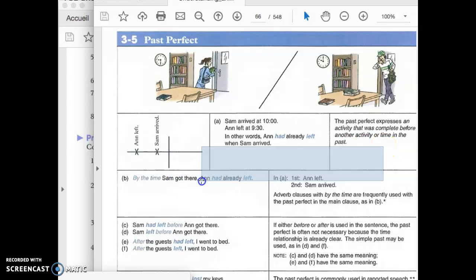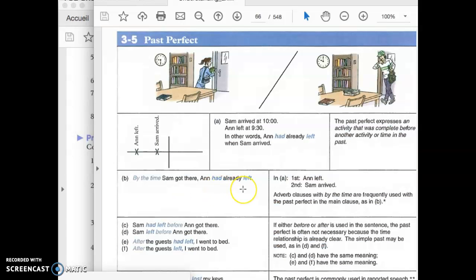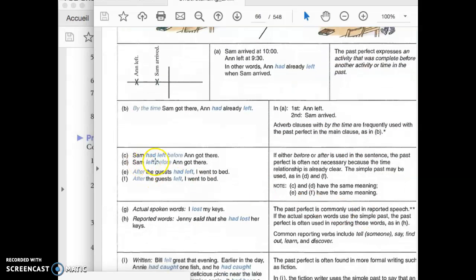By the time Sam got there, Anne had already left. First action, Anne left, Sam arrived. 9:30, 10. The adverb, by the time, is frequently used with the past perfect in the main clause, in the main sentence. Sam had left before Anne got there. Sam left before Anne got there. After the guest had left, I went to bed. After the guest left, I went to bed.